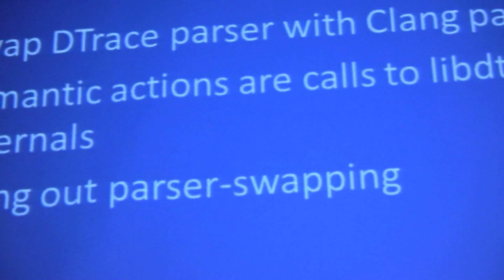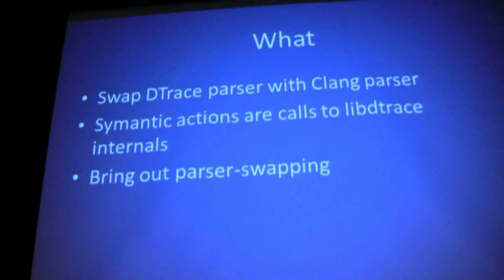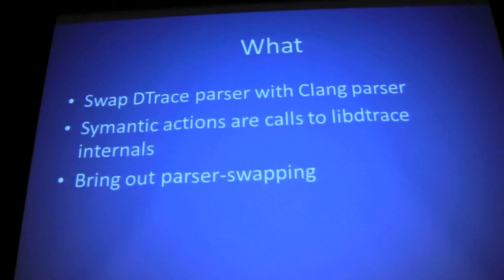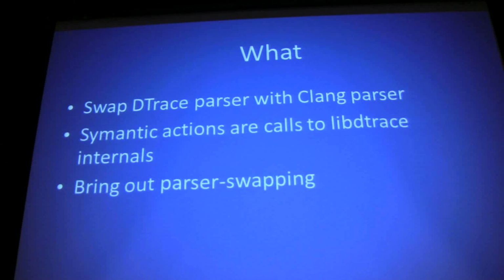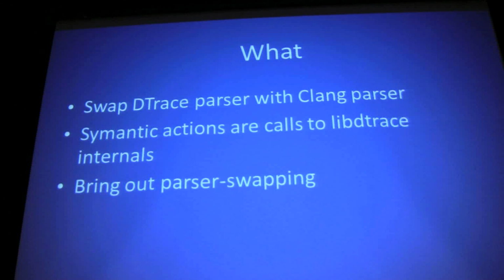Now, the way I did this was basically just to go into libdtrace, find out where the parsing happens, and swap in mine. Just like the parser in dtrace, it calls libdtrace functions for the semantic actions. I just call those same functions to use libdtrace's code generation. So it's really not a major task. The main thing is to get into Clang and find out where you can put in your parsing for the Clang stuff.